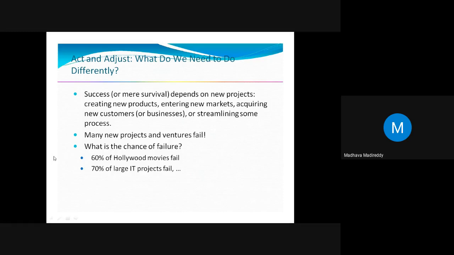But one thing we need to understand is that many new projects and ventures fail. 60% of the Hollywood movies fail, 70% of the IT projects fail, but that doesn't mean you should give up. You should always be optimistic and go for it.